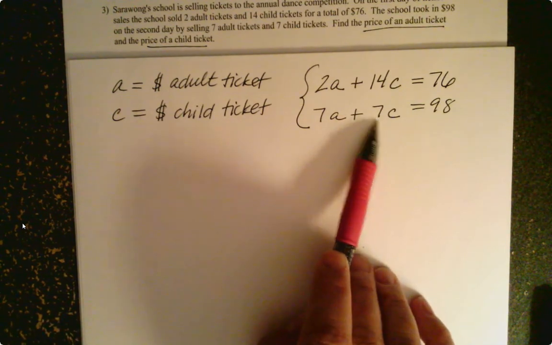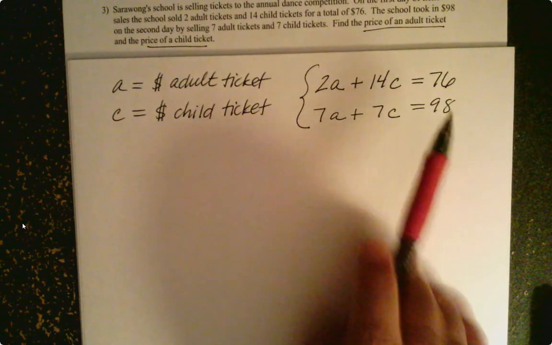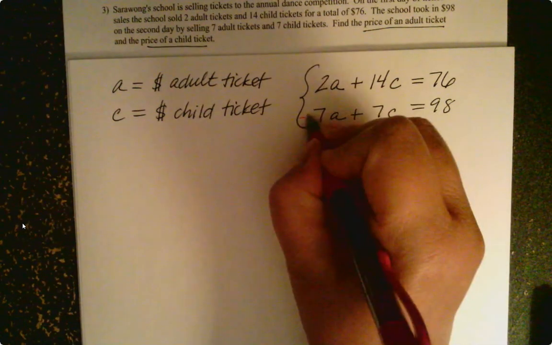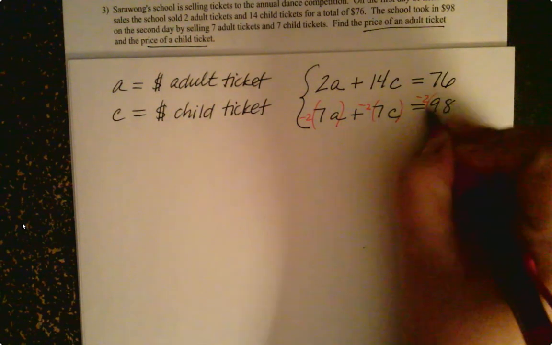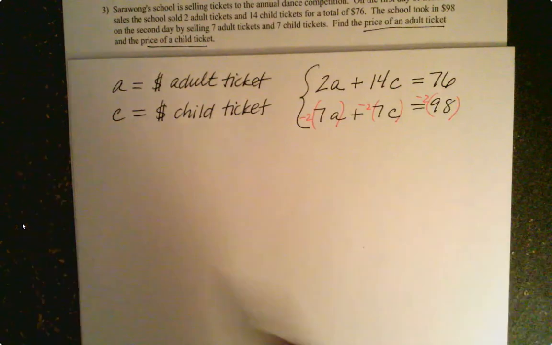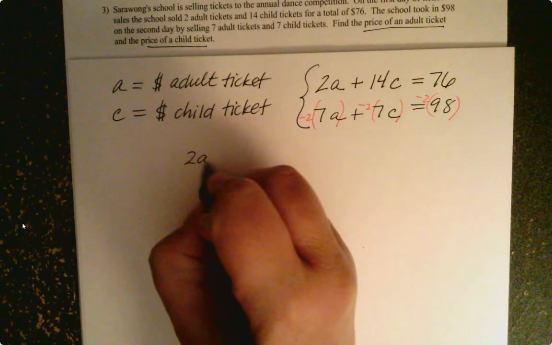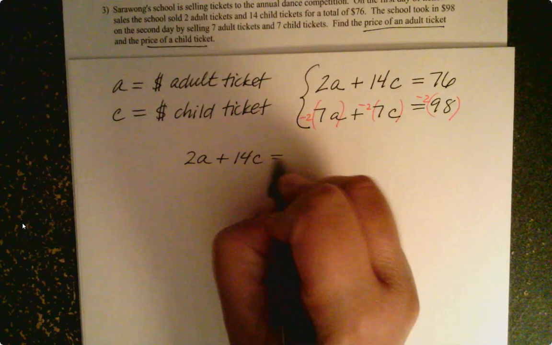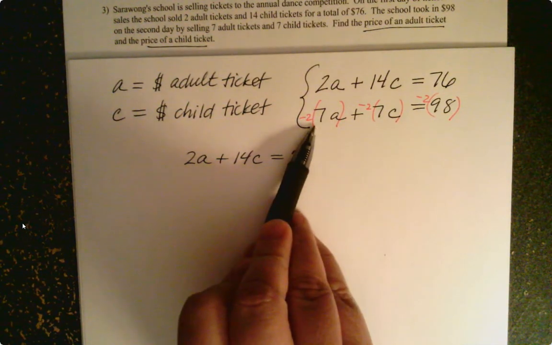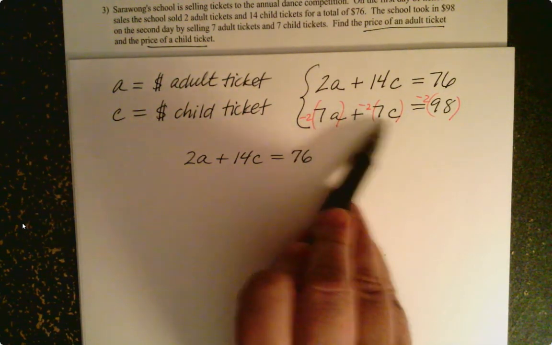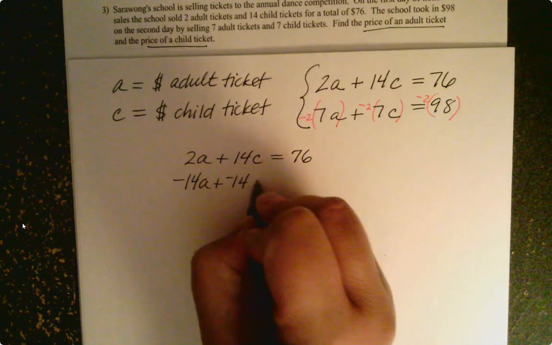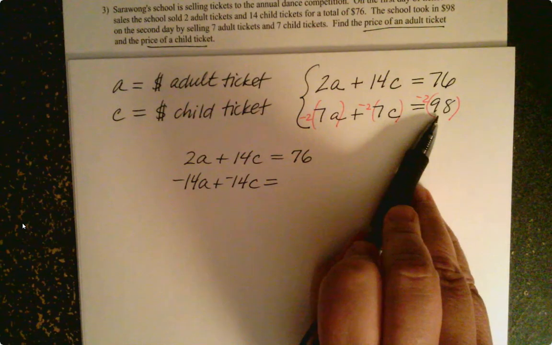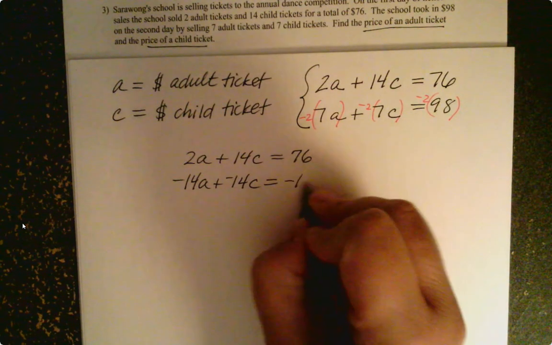I multiply it by negative 2. So I multiply this entire equation by negative 2. So negative 2 here, and negative 2 here, and negative 2 here. That gives me, the first equation didn't change at all. The second equation becomes negative 14a plus negative 14c equals negative 2 times 98, which is negative 196.